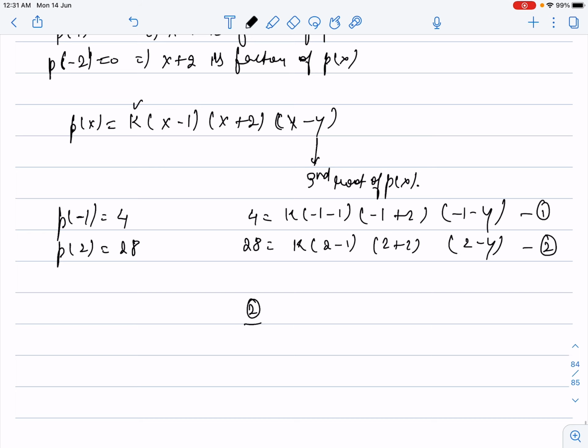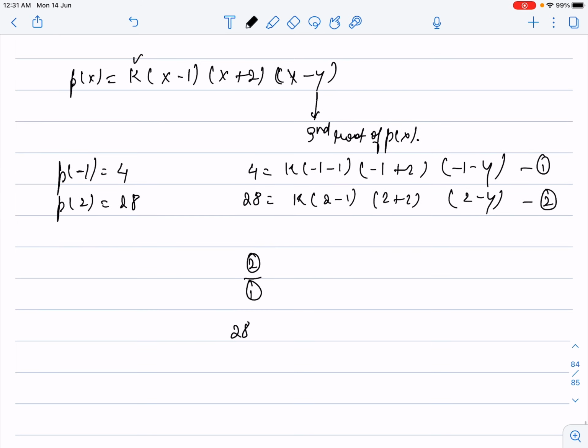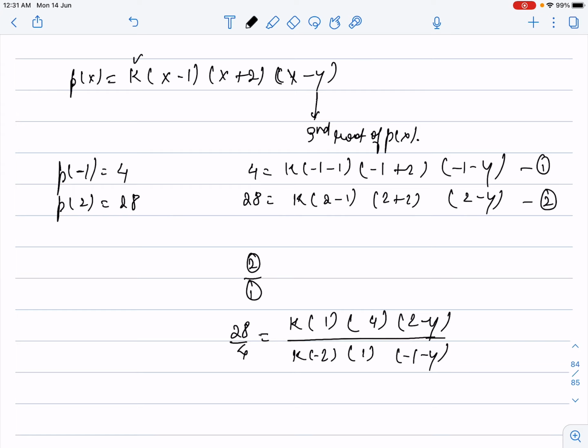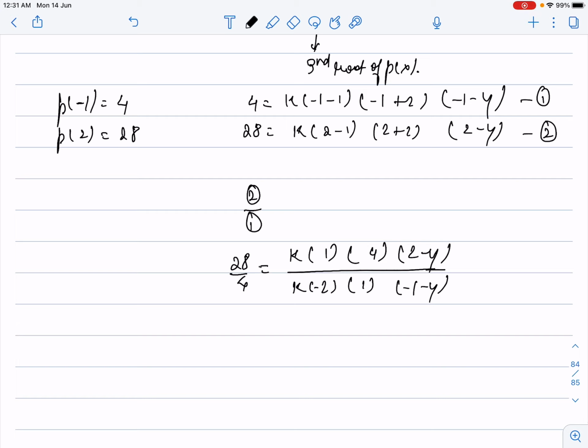So second divided by first, when it will be done by me? 28 upon 4 will be achieved by us. That is k multiplied by 1 multiplied by 4 into 2 minus gamma, divided by k multiplied by minus 2 multiplied by 1 multiplied by 1 minus 1 minus gamma. Now let's see what can be done by us. K will be getting cancelled with k. 28 will be getting cancelled with 4. 7 will be remaining. 7 is equal to 4 multiplied by 2 minus gamma divided by 2 into 1 plus gamma. So here 2 will be remaining.